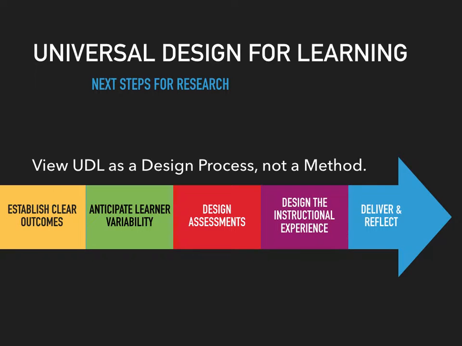So Basham, Smith, and Satter in 2016, for example, talked about it as a 5-step process, and I think this is more clearly iterative of the UDL framework. They talked about establishing clear outcomes. What are the students going to know or be able to do by the end of this lesson? Anticipate learner variability, design assessments, and design instructional experiences that address that learner variability and allow them to achieve the outcomes. Then you deliver that instruction and you reflect on what you might want to do differently next time. That entire thing is the UDL process.